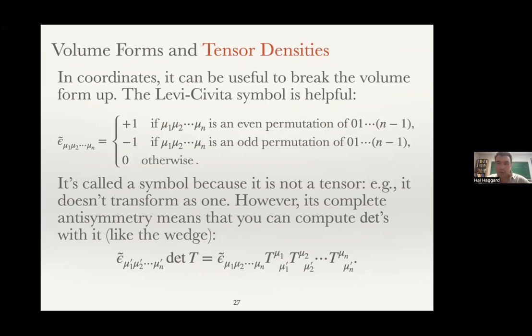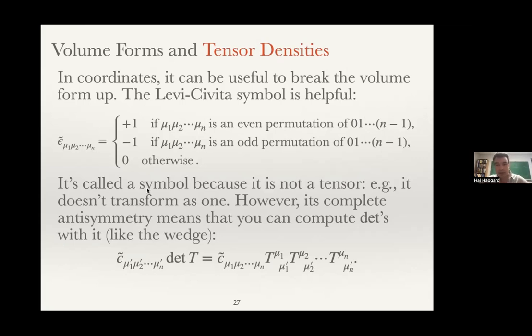One of the most powerful tools for doing that is the Levi-Civita symbol. The Levi-Civita symbol is just defined as an all-index-down object that is +1 if all of these indices are an even permutation of 0 through n-1. Here again, I'm imagining an n-dimensional space or spacetime. It's -1 if it's an odd permutation of those things, and it's 0 otherwise. You probably have seen this a lot, but I wanted to emphasize two things about it. It's called a symbol because it's not a tensor. We're carefully calling it a symbol here because it doesn't transform like a tensor.